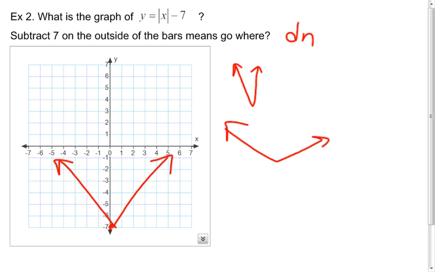Okay, that's good enough. Now, we could actually figure out where the ends of this arrow are supposed to go, but that's not the point of this lesson. All I want you to know is that when there's a subtract 7 on the outside, that means that the point, the end of your graph, ends up down 7 places. Okay?